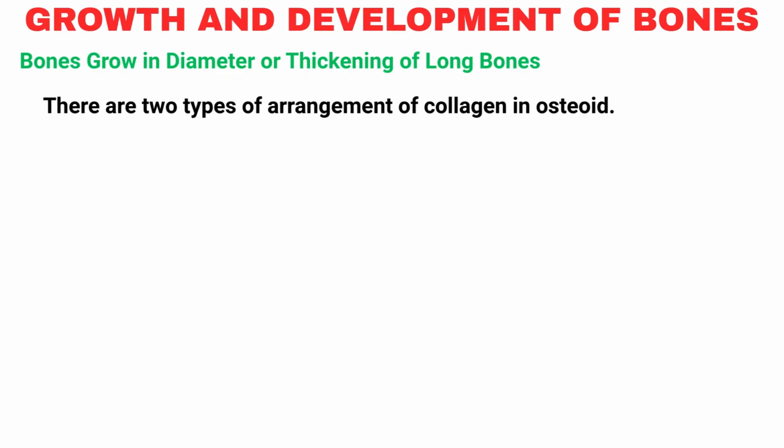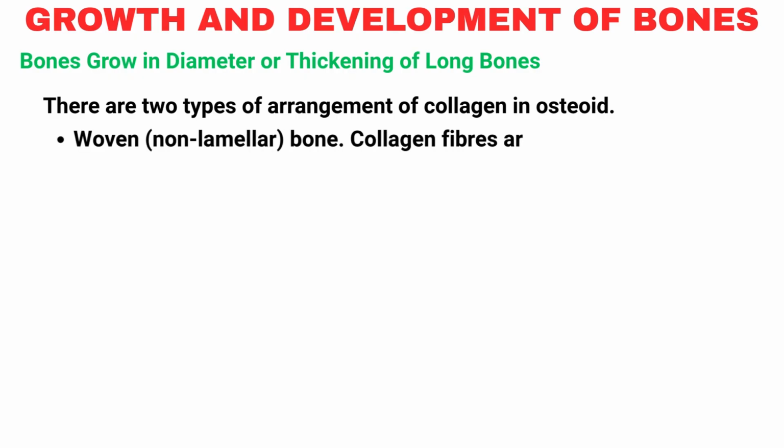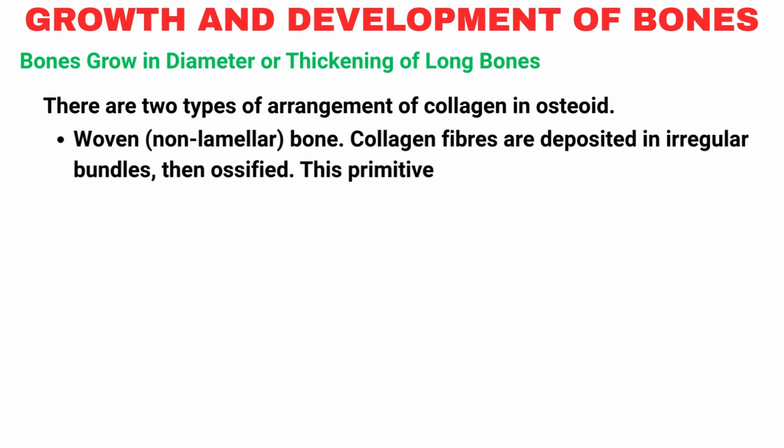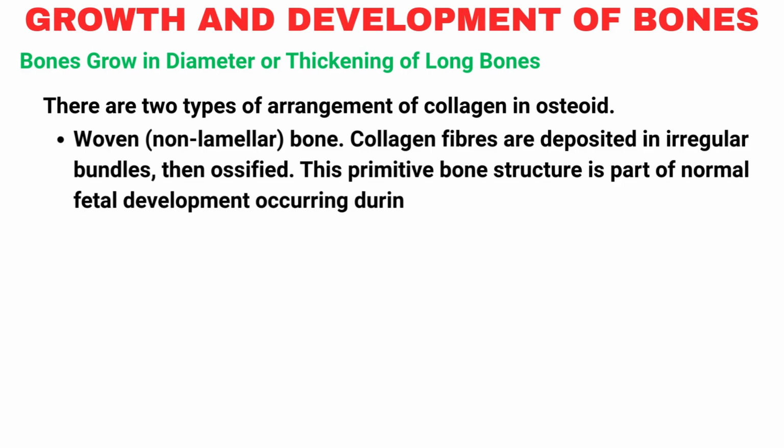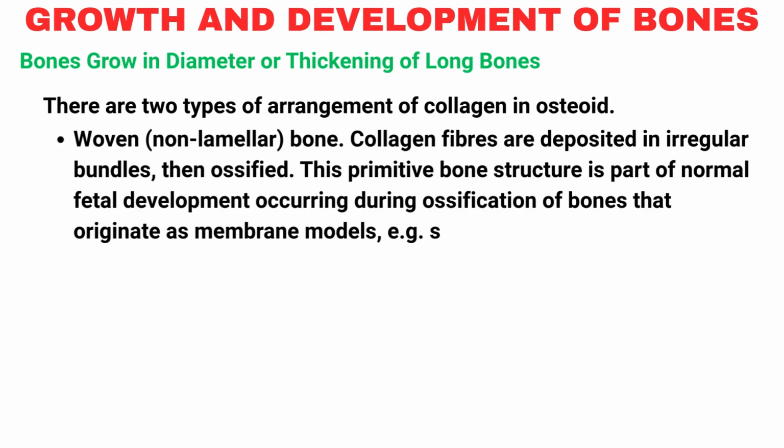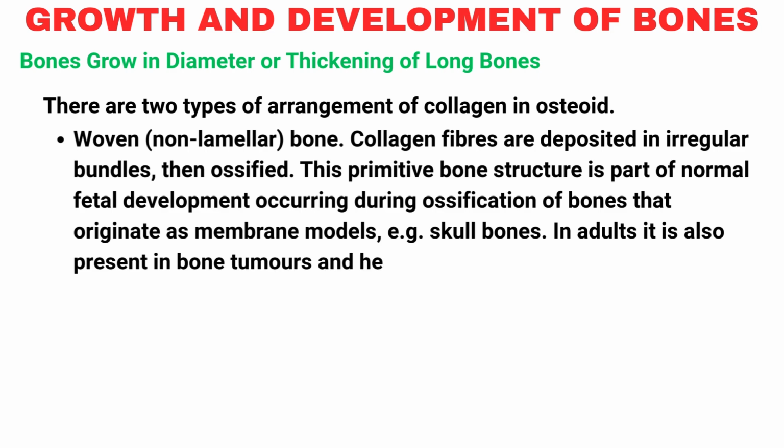There are two types of arrangement of collagen in osteoid. First one is woven or non-lamellar bone. Collagen fibers are deposited in irregular bundles, then ossified. This primitive bone structure is a part of normal fetal development occurring during ossification of bones that originate as membrane models, for example, skull bones. In adults, it is also present in bone tumors and healing fractures.